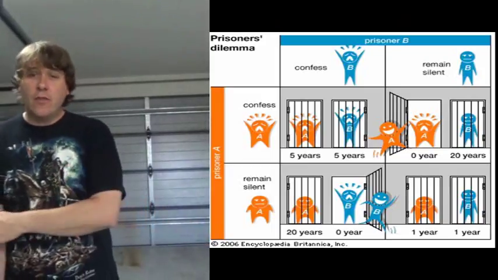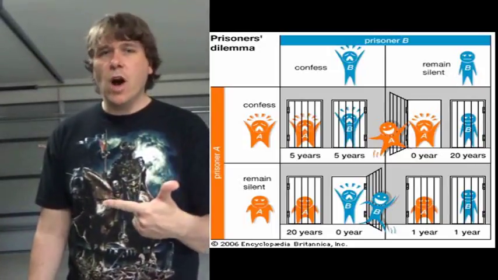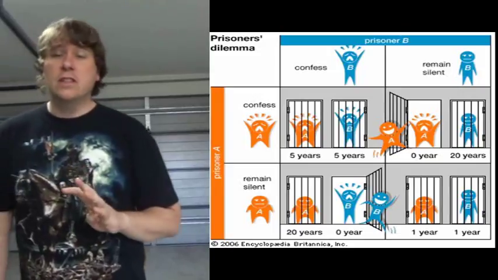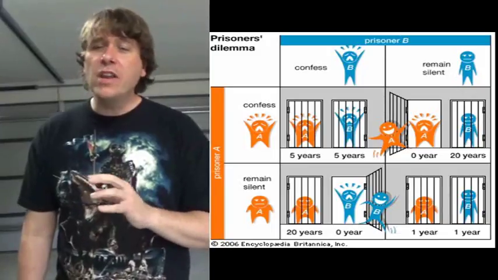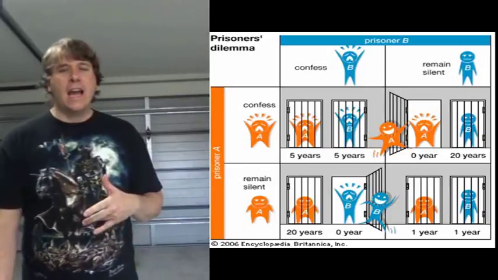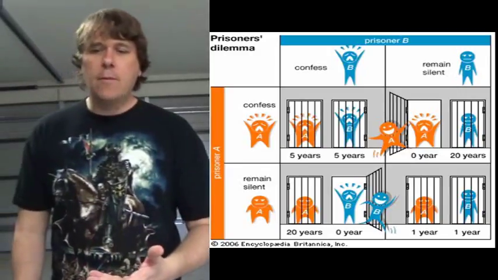So in a sense, both players have a dominant strategy because 5 is less than 20 and 0 is less than 1. But if they both follow their dominant strategies, they end up with 5 years in prison. If they both go against their dominant strategies, they actually end up with only 1 year in prison. So it's actually a very ironic situation where it's actually better to go against your dominant strategy for a better outcome.